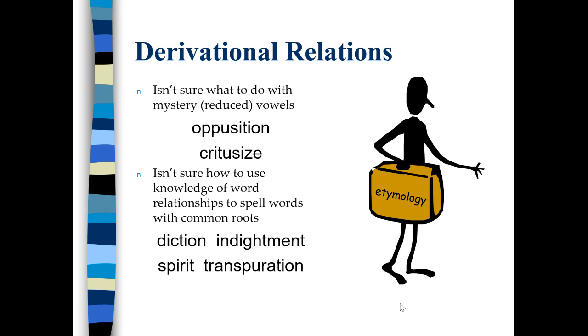Transportation: teaching students roots like port means to carry and trans means across. So with transportation, a kid could figure out, if they knew those little parts, when you put it together, it means to carry across, and so on. This is where we talk about etymology and the root of the formation of words.